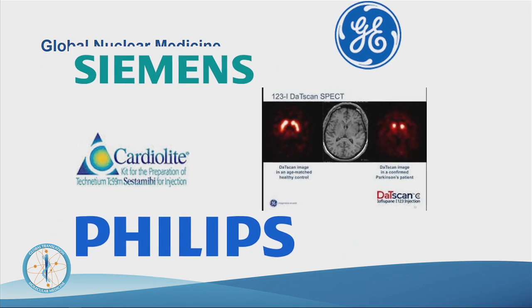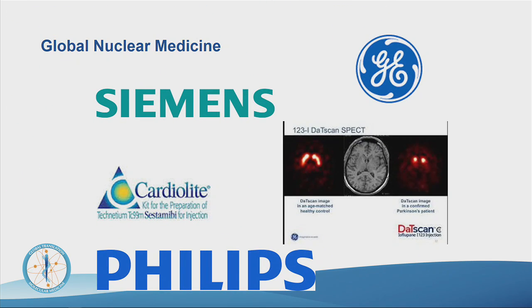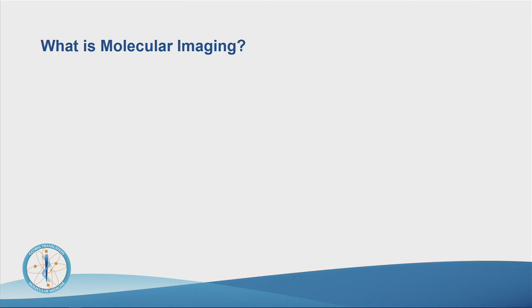This is the easy part, right? All names we recognize. When we say Siemens, we know we're talking about camera manufacturers. We know what we're doing. If we're talking about DAT scans, we know we're talking about brain agents and so forth, right? And Cardiolite definitely was the days of cardiac. But that's not really what we want to talk about when we're talking about globalization and really what it means for the technologist in nuclear medicine.